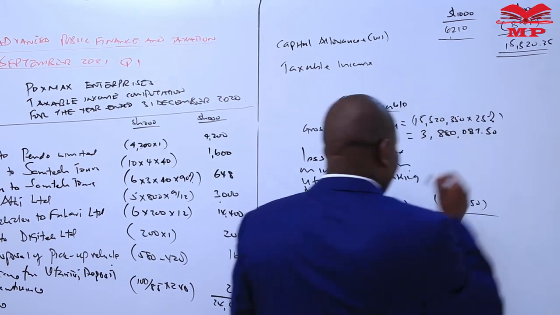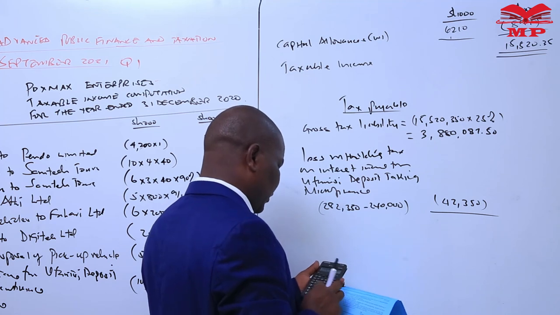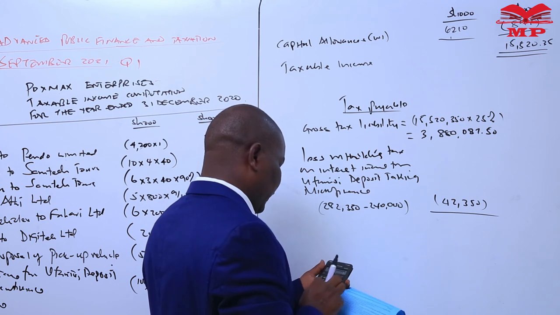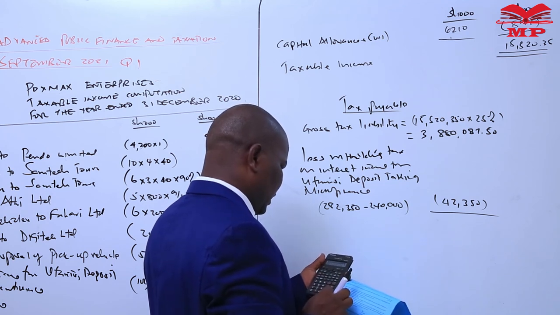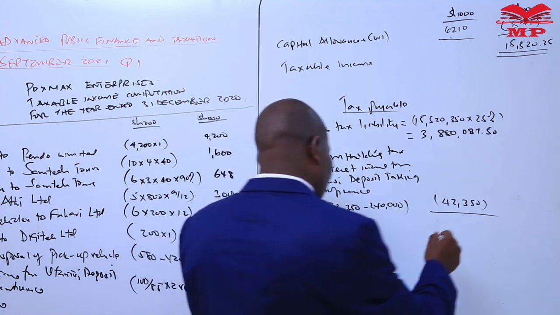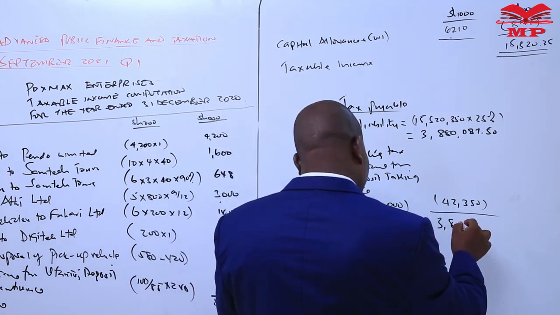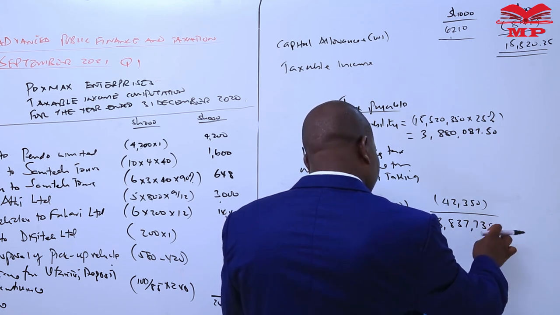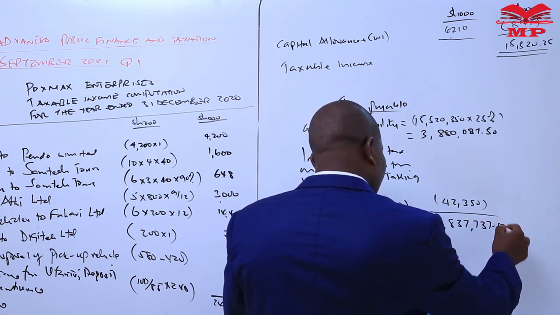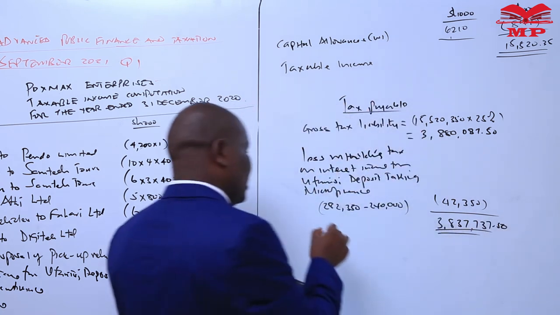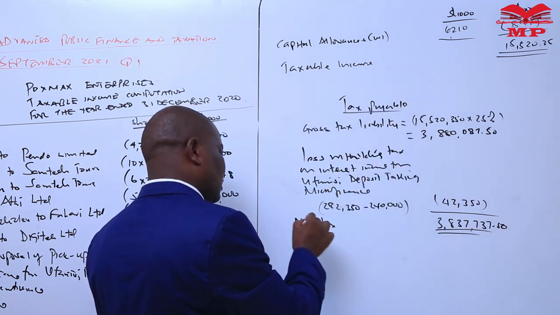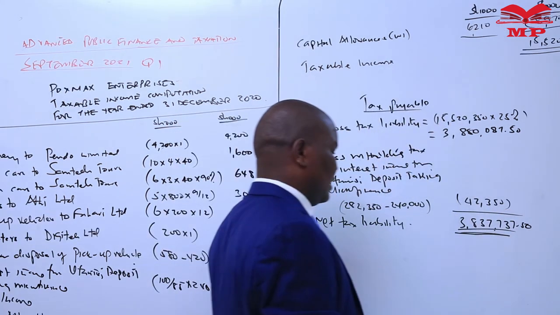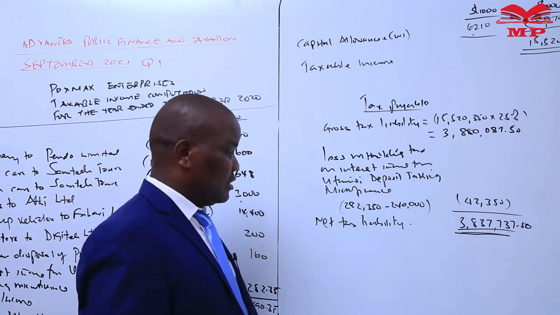So we deduct that from the gross tax liability. So we say less 42,350 from 3,880,087.5. We should get 3,837,737.50. And this becomes our net tax liability. This is the net tax liability of the company for the year 2020.